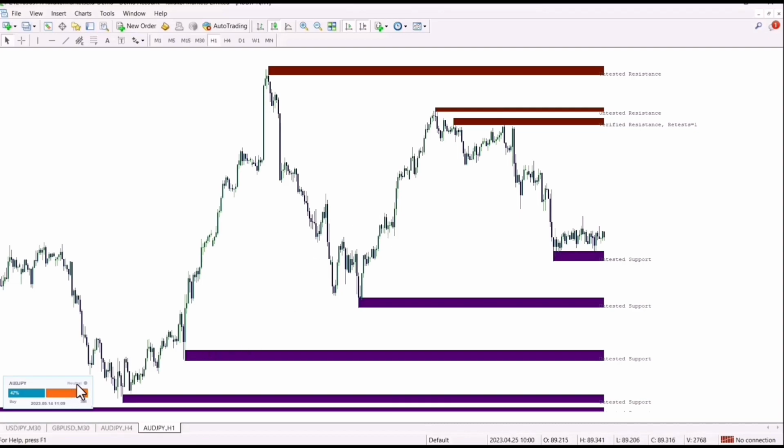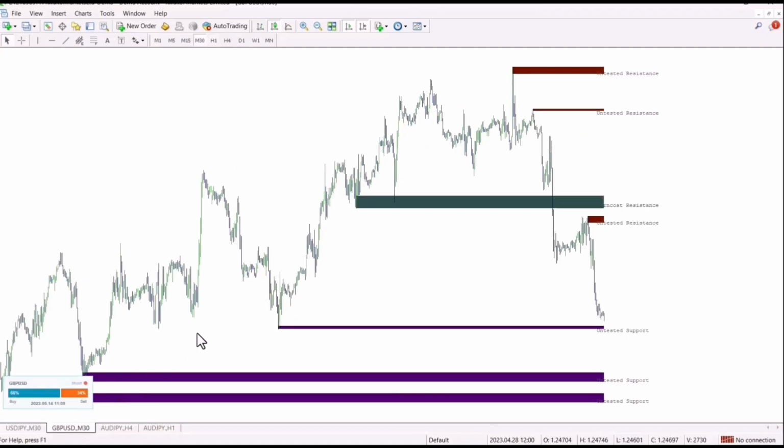And also, we see neutral here. Since now the buyers and the sellers are at equal equilibrium, we could see that it's neutral here. We can't get a trade here, which means there's no need for you to be looking at this market at this time. So let's look at the next market, which is GBP/USD.